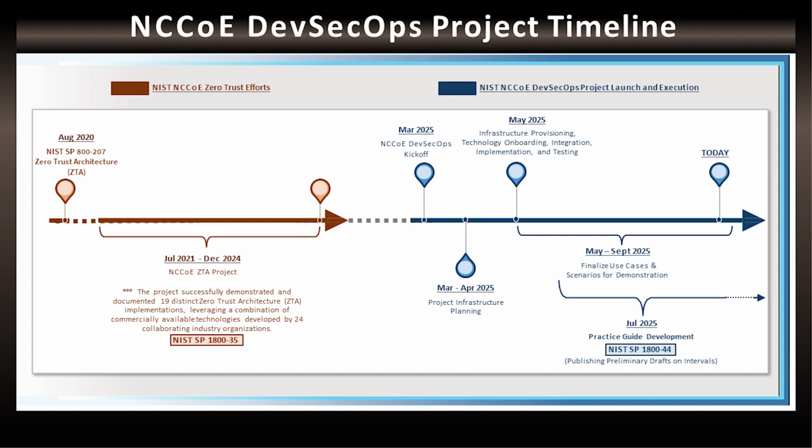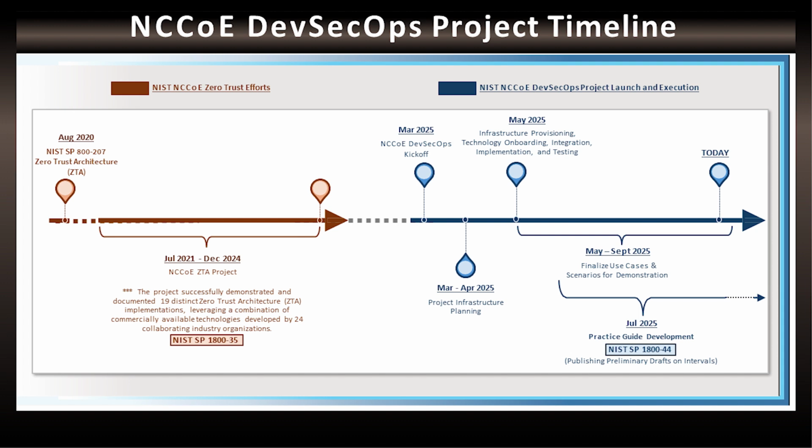The right side of the timeline portrays when we launched the project and what we have accomplished thus far. For example, after we officially launched the project, we were initially busy with the infrastructure planning. And after we got done with that, with the support of our industry collaborators on the project, we started provisioning cloud-based environments, infrastructures, technology onboardings, integrations, etc.